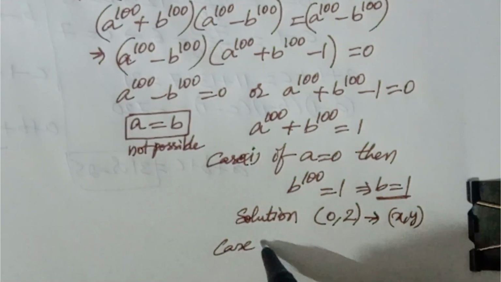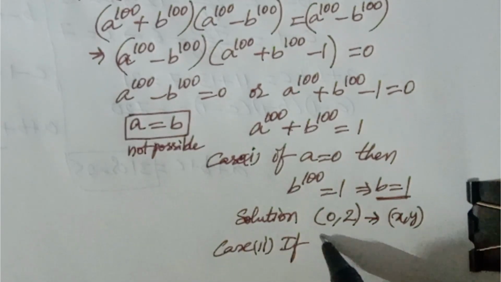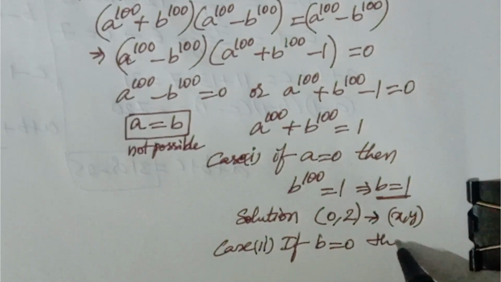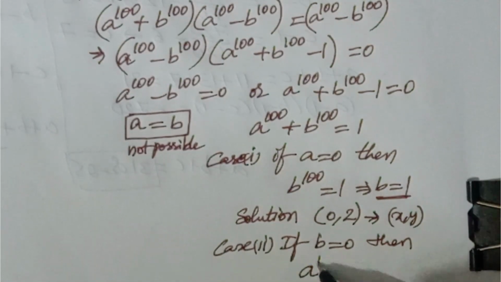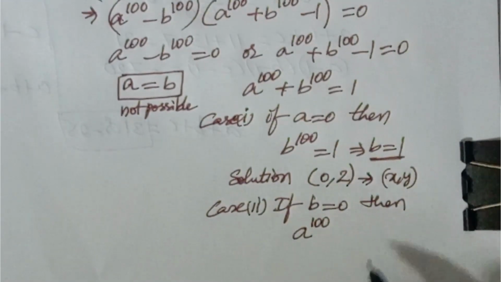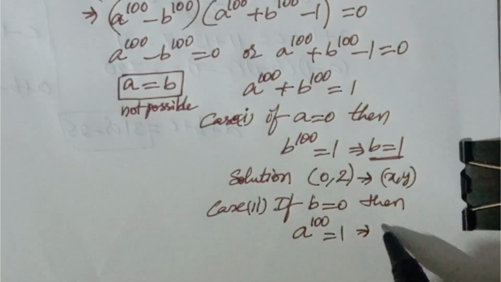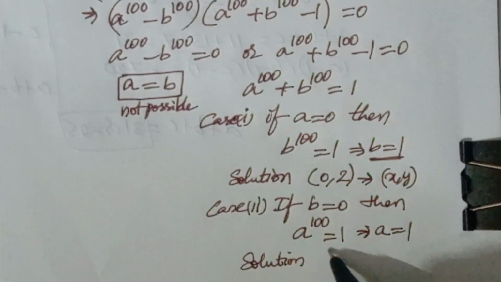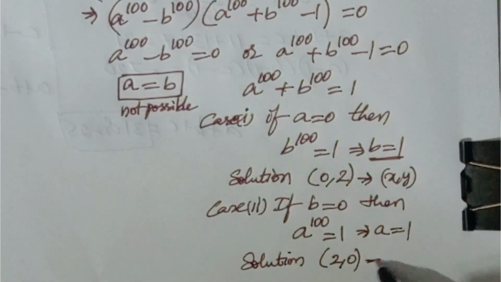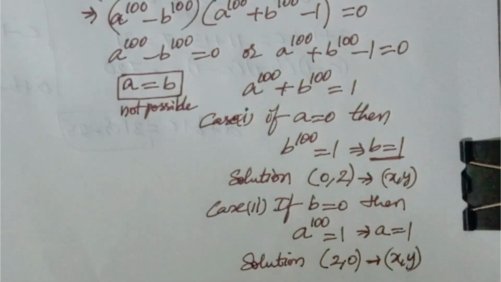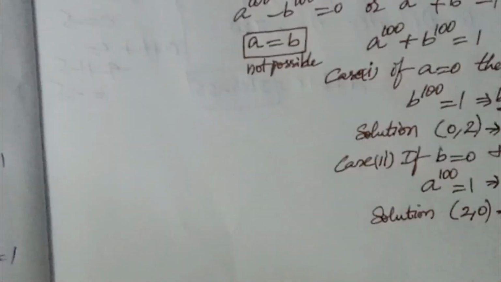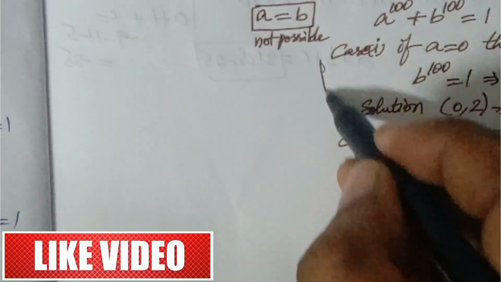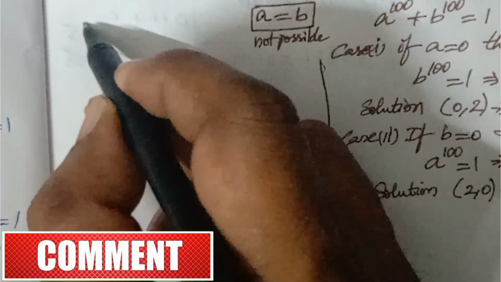Now second case, if you take b is equal to 0, then a to the power of 100 is equal to 1. That implies a is equal to 1. So you will get the solution of 2, comma 0. So these are the two solutions we are having in this. Okay, the same we can do in another way also. So that also I am doing here only. The same model, model 2, we are doing here.